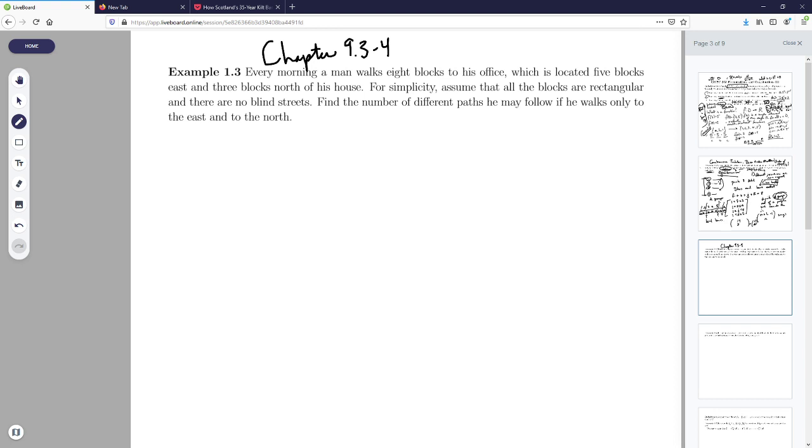So every morning a man walks 8 blocks to his office, which is located 5 blocks east and 3 blocks north of his house. So assume that the blocks are all rectangular, there's no blind streets, whatever that means. So find the number of different paths he may follow if and only if he only walks to the north and east. So let's draw the situation out.